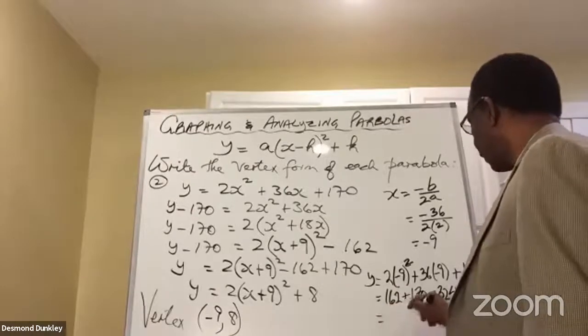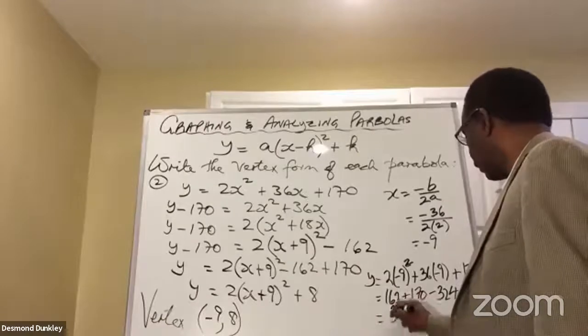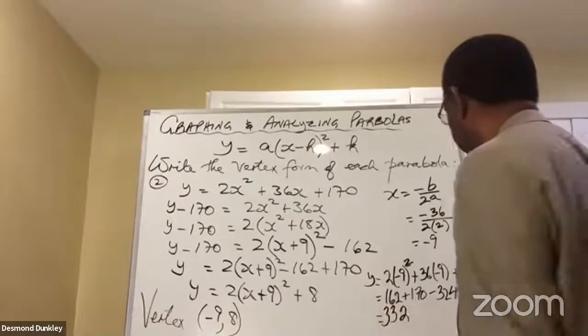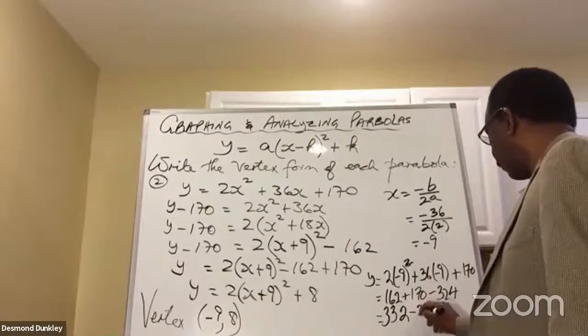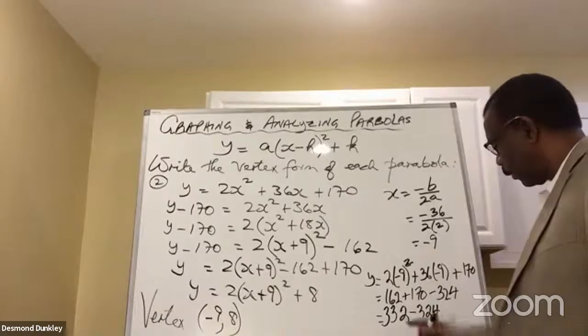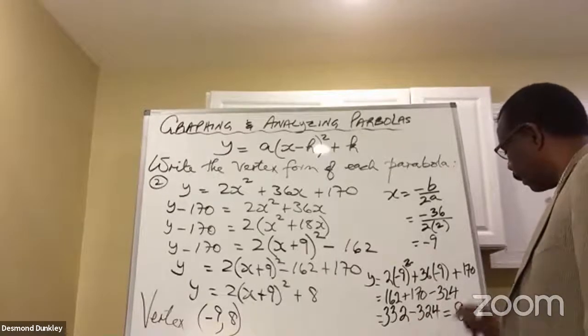Add these two together, we end up with 2. 7 and 6 is 13. 1 and 1, 2 and 1 is 3. So it's 332, take away 324. Guess what? 32 take away 24 is 8.